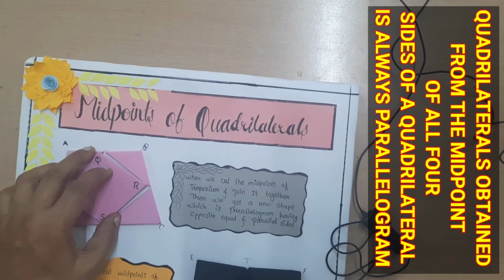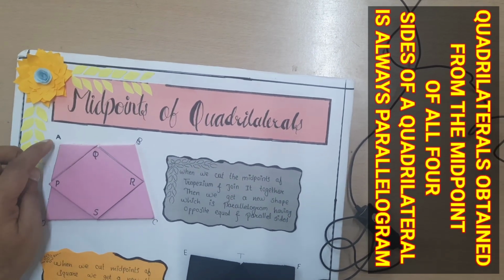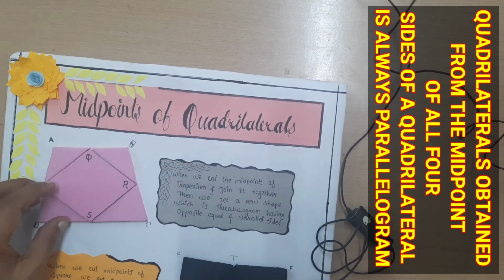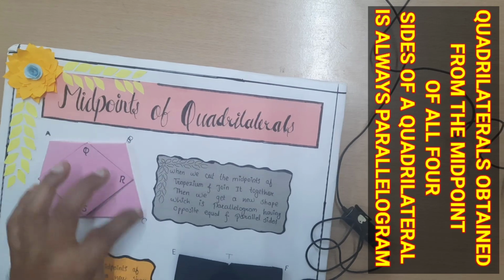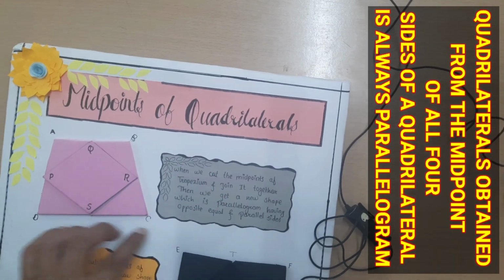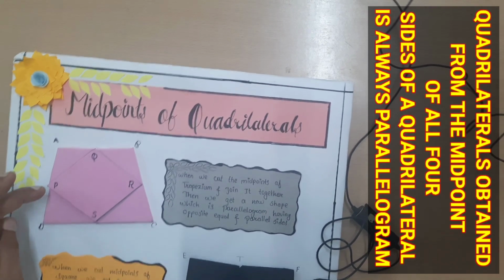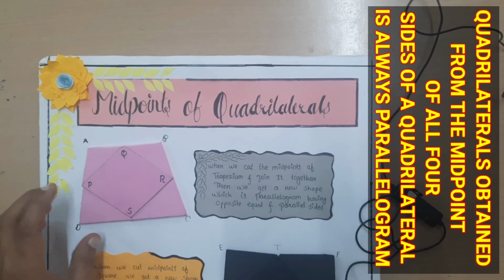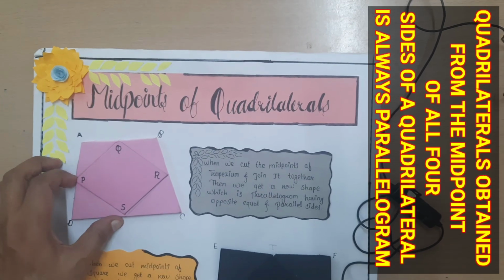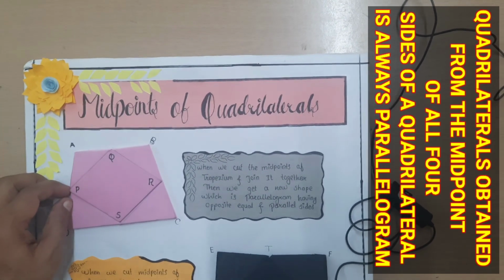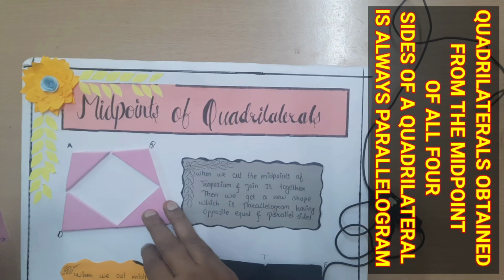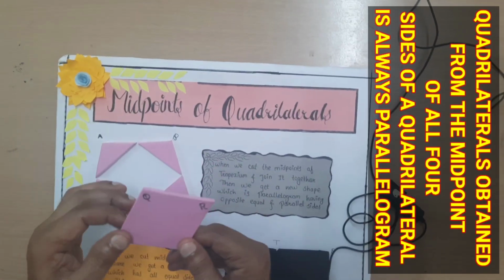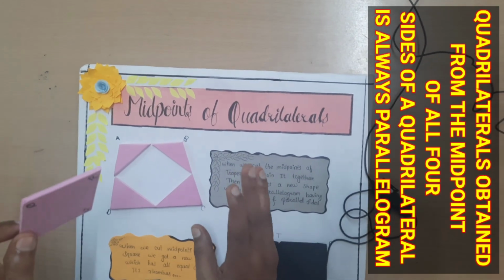Here, what Aisha wants to say is, you can see here A, B, C, D, clearly it's a trapezium. Q is the midpoint of AB, R is the midpoint of BC, S is the midpoint of CD, and P is the midpoint of AD. Now, when you join these midpoints, you are going to get a quadrilateral, and the shape of that quadrilateral is a parallelogram. That means the quadrilateral obtained by joining the midpoints of a trapezium is always a parallelogram.